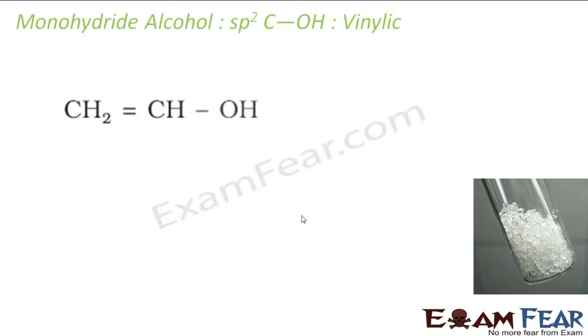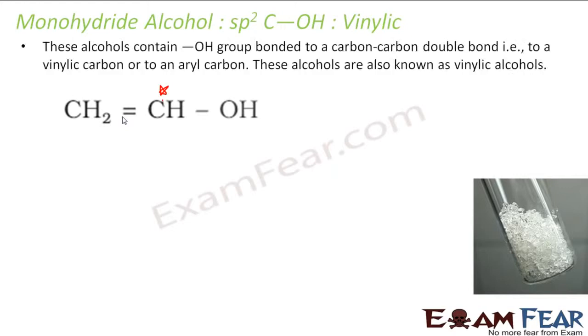The next is vinylic alcohol. Here it is sp2 hybridized and the star carbon itself is double bonded. So if you see, this is my OH bond, this is my star carbon, and this is double bonded. In allylic alcohol, the star carbon is attached to a double bond carbon. The star carbon itself was not double bonded, but in the vinylic alcohol, the star carbon itself is double bonded. Correct?